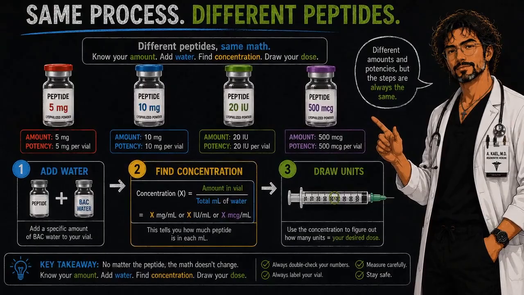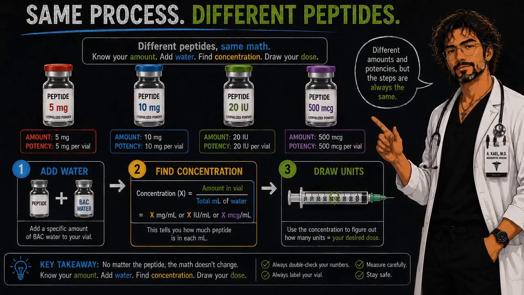Let's recap the whole process from start to finish so it's locked in. Your vial of peptide is a freeze-dried powder. You reconstitute it by adding BAC water using a larger syringe. The amount of water you add determines your solution's concentration. For most vials, 2 milliliters is the practical standard. It keeps things diluted enough for comfortable injection and forgiving enough for real-world measurement.